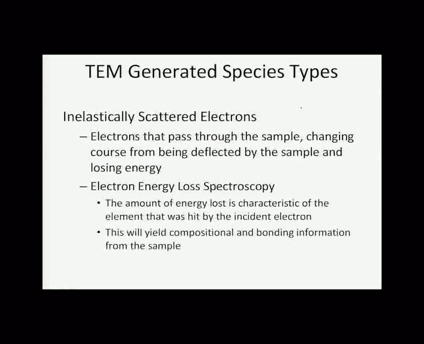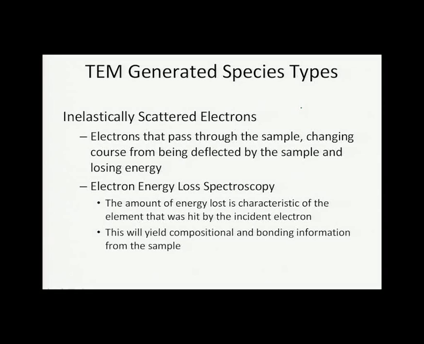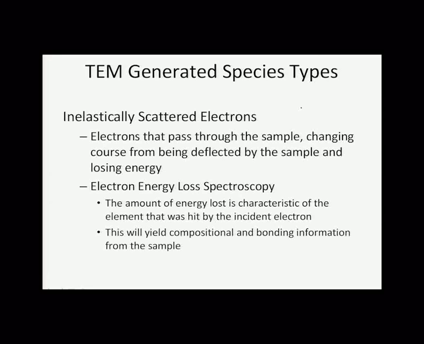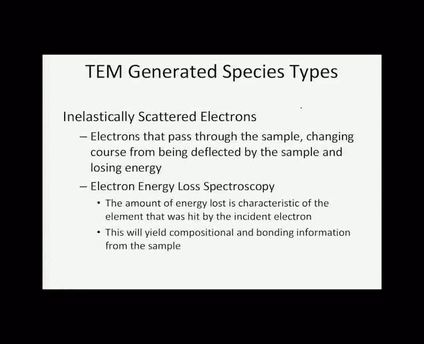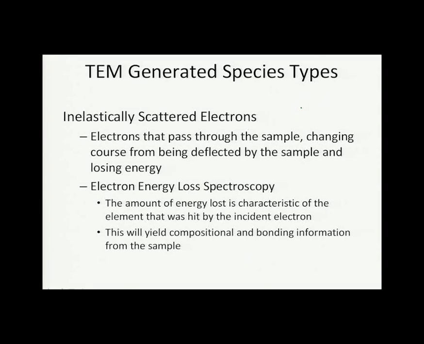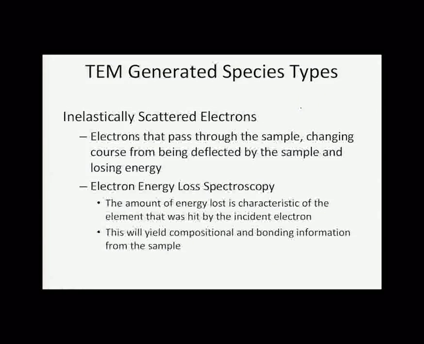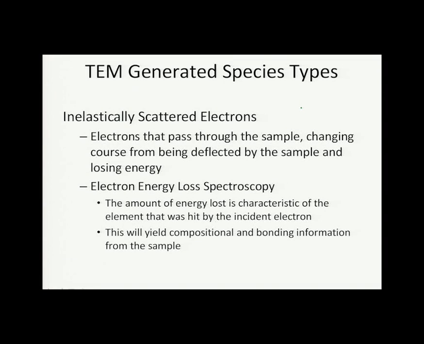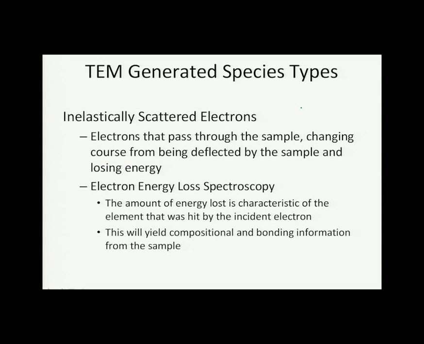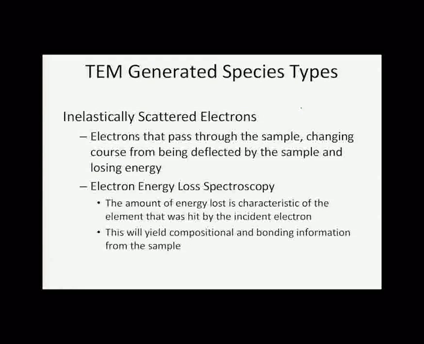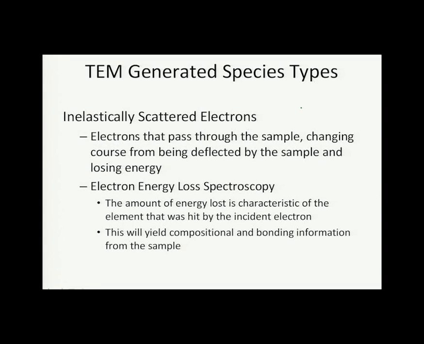Inelastically scattered electrons are electrons that pass through the sample, change course, but lose some energy in the process. We can actually look at electron energy loss spectroscopy. This is interested in the amount of energy lost as the electrons are inelastically scattered. And this amount of energy loss is characteristic, again, of the element that was hit by the incident electron beam.